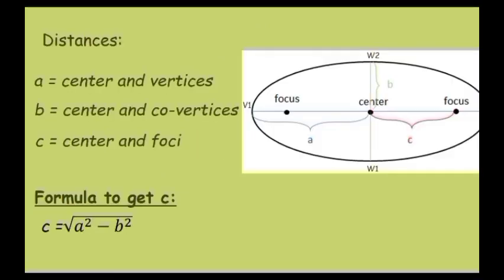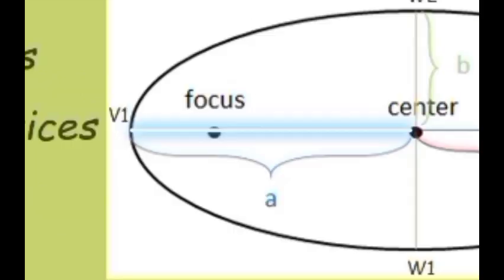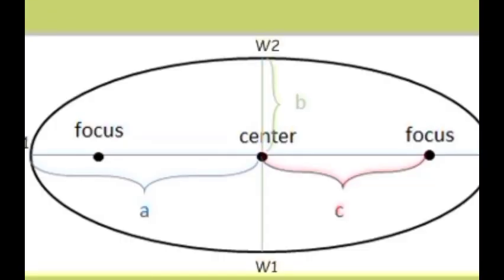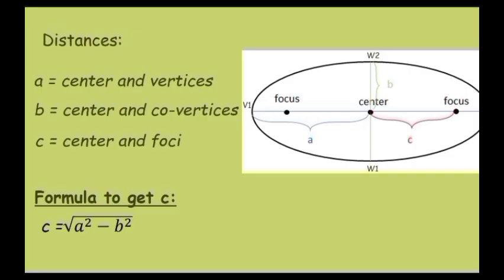In solving the ellipse, we also need to know about the distances a, b, and c. A is the distance between the center and vertices. B is the distance between the center and covertices. C is the distance between the center and foci. And to get c, we need this formula. C is equal to the square root of a squared minus b squared.